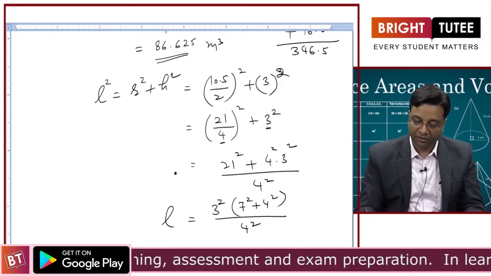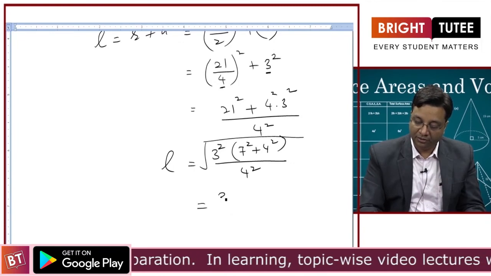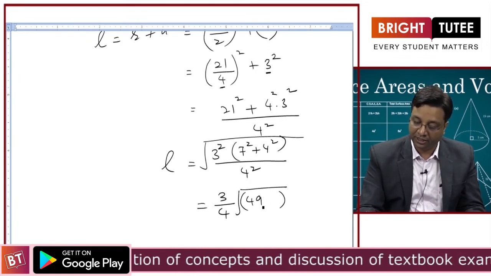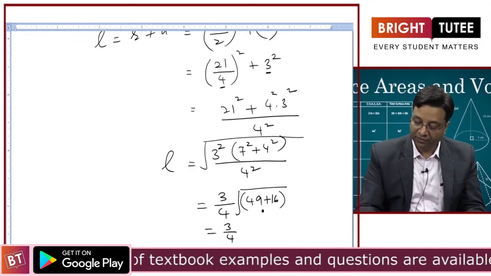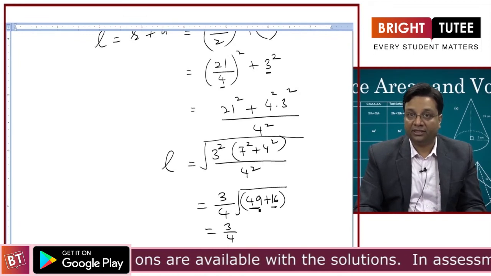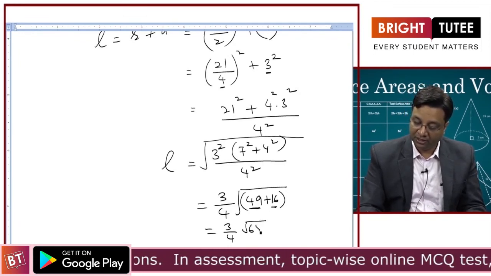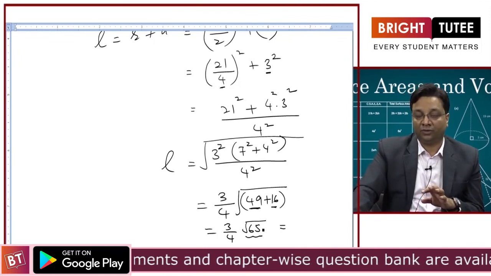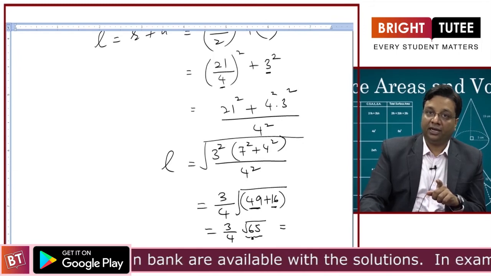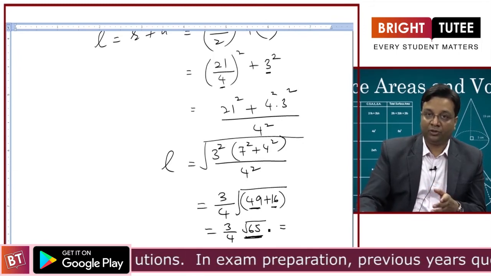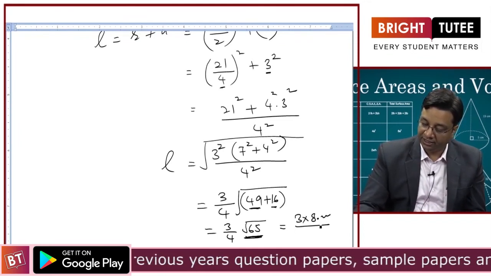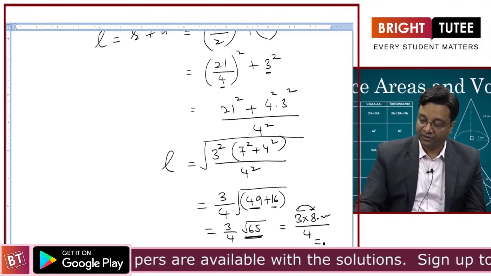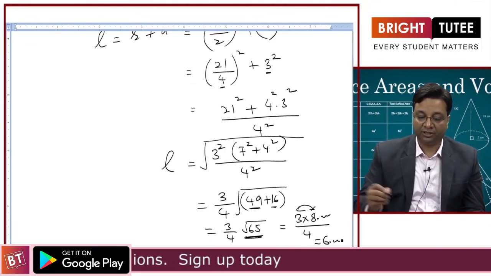So l will be the square root of this, hence it will be equal to 3 by 4 into square root of 7 square plus 4 square, that is 49 plus 16. 49 plus 16 is how much? 49 plus 6 is 55, 55 plus 10 is 65, so square root of 65. What is it approximately equal to? Find the nearest square root first. 7 square is 49, right? And 8 square is 64. So it will be 8 point something. If I consider it 8 point something, 3 into 8 is 24. So 24 point something divided by 4 will give me 6 point something. Okay? So 6 point something will be l.